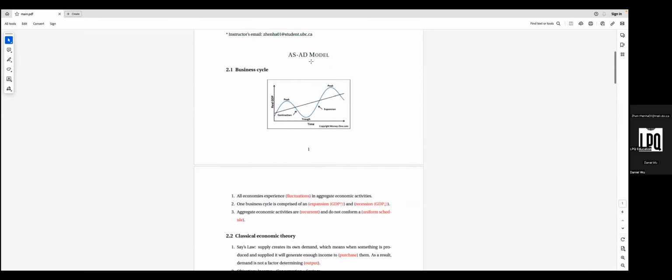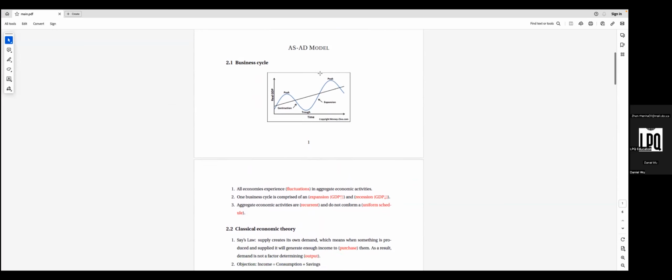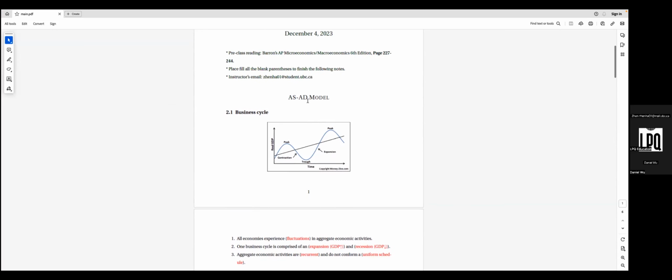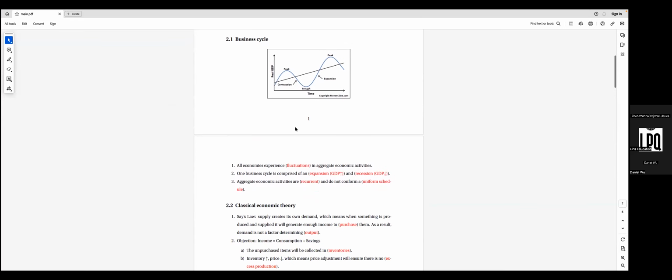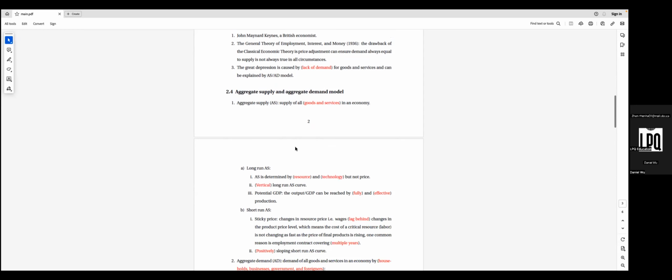Okay, then this week we move on to notes number two. Basically in notes number two, we will build a so-called AS-AD model. The AS-AD model means the aggregate supply, aggregate demand model. For short, we'll just call it the AS-AD model. It's very similar to the supply and demand model we learned in microeconomics.